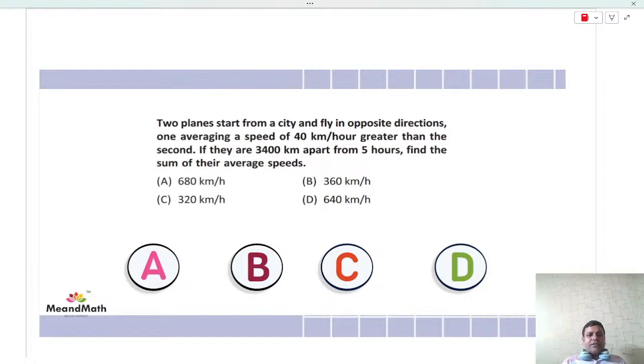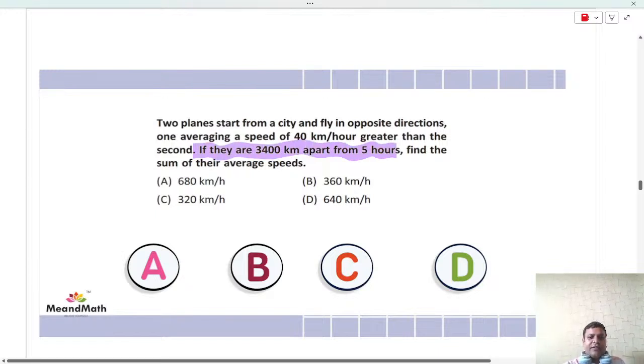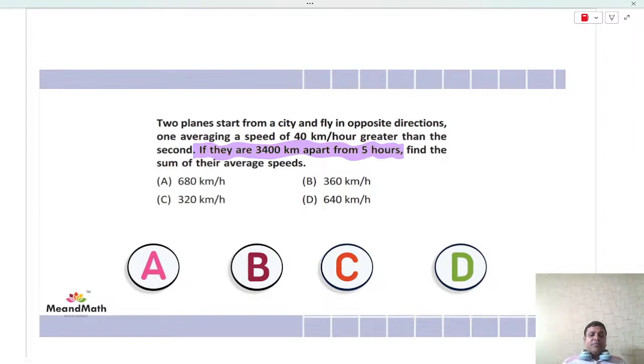It's a good question. Two planes start from a city and fly in opposite directions, one averaging a speed of 40 km per hour greater than the second. If they are 3400 km apart after 5 hours, find the sum of their average speeds. It means in 5 hours they traveled 3400 kilometers.